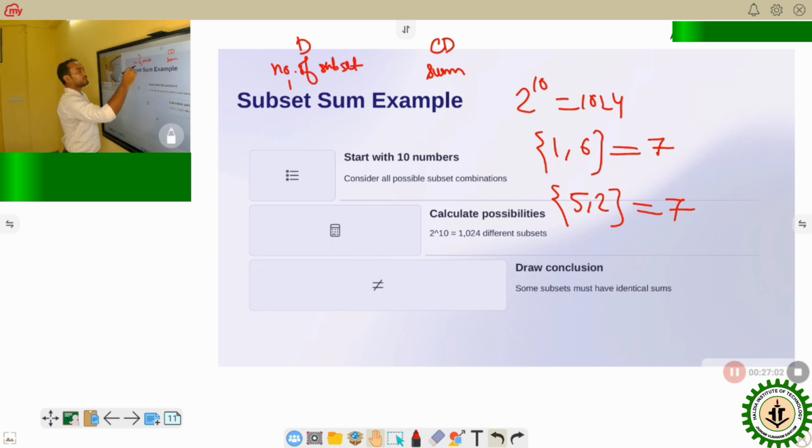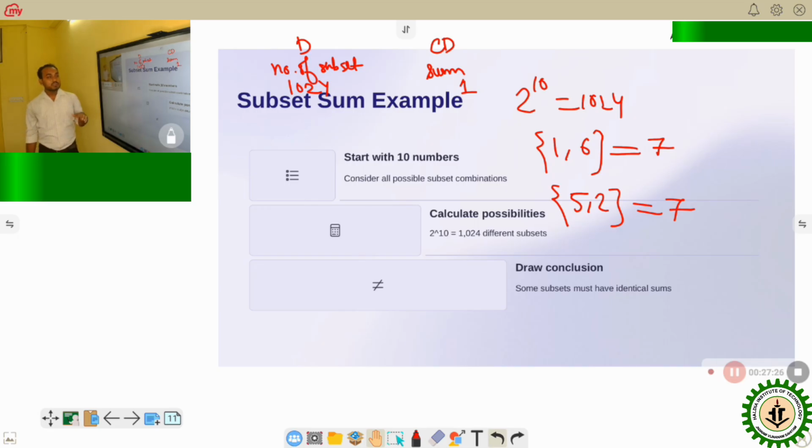The number of subsets is already fixed, that is 1024, and the sum will be some fixed positive integer. So the number of elements in the domain, that is the number of subsets, is 1024, and the sum of the elements of a subset is basically a positive integer.